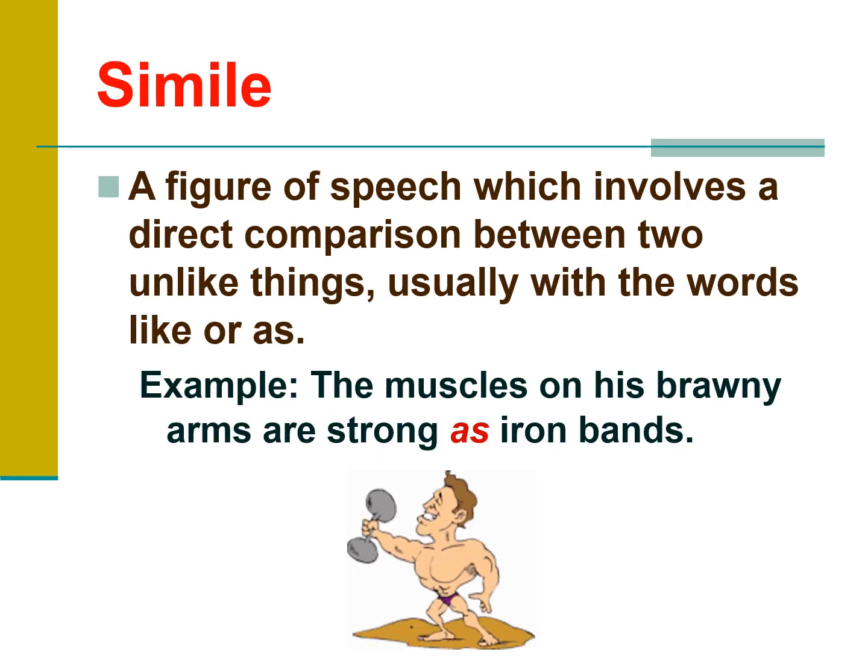A simile is a figure of speech which involves a direct comparison between two unlike things, usually with the words like or as. So in a simile, you are comparing unlike things using like or as. An example is the muscles on his brawny arms are strong as iron bands. So we're comparing muscles by saying they are strong as iron bands.